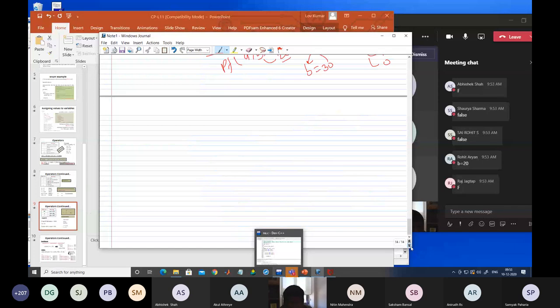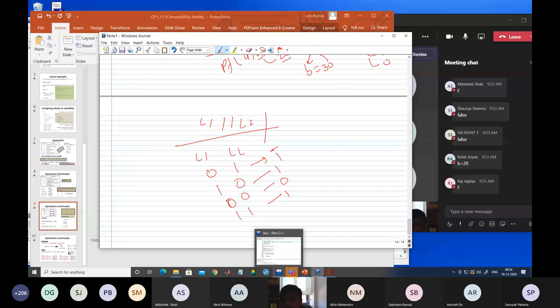Same like that, if you are going for OR, L1 or L2, with combinations 01, 10, 00, 11, it will return true if anyone is true. So if any one is true, it will return 1. For 00, it will return 0. For 11, it will return 1. If any one of the values is 1, it will return 1.